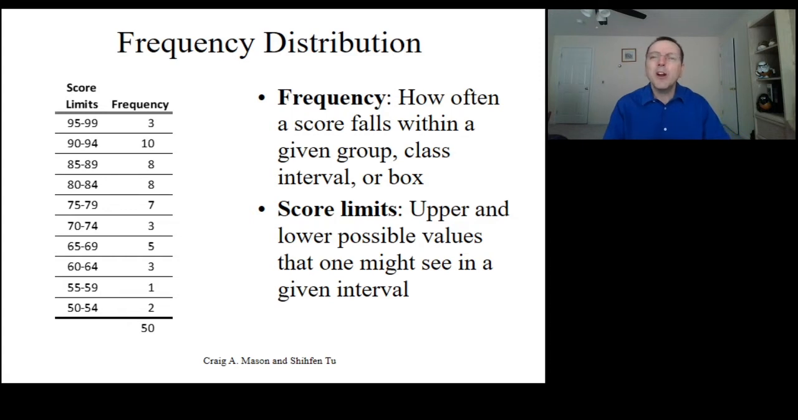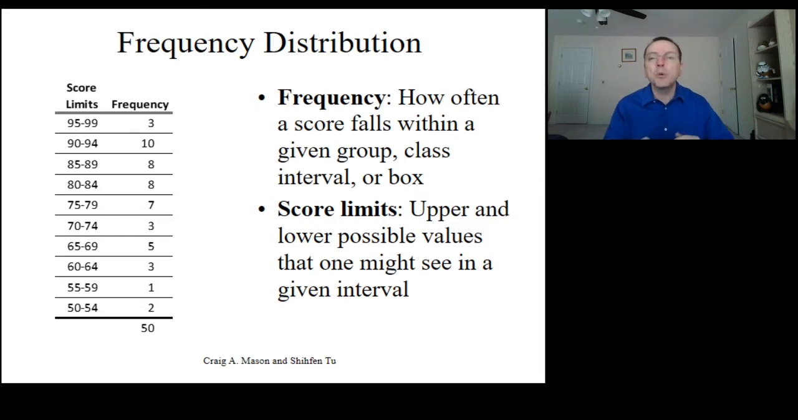Also notice that our score limits in this case are whole numbers that don't overlap at all. That's because we have no fractional scores in our data. Remember, they're all whole numbers. No one has a 94.5. It's either a 95 and you're in the top group, or a 94 and you're in the second from the top group. And that shows the importance of accurately and clearly indicating exactly what the score limits are.